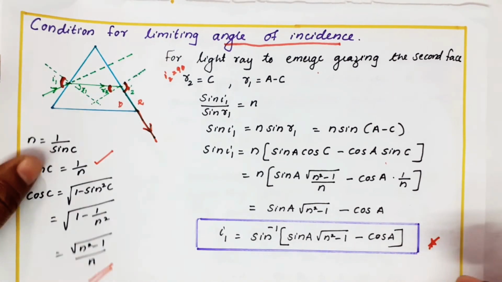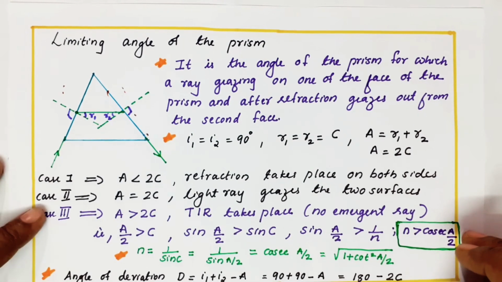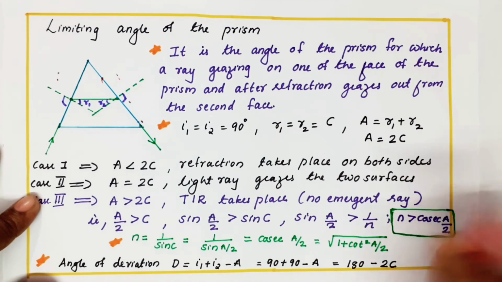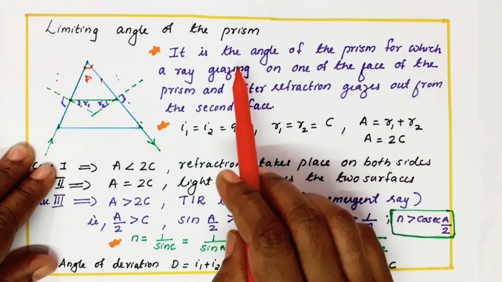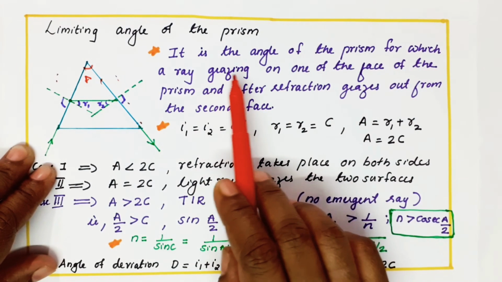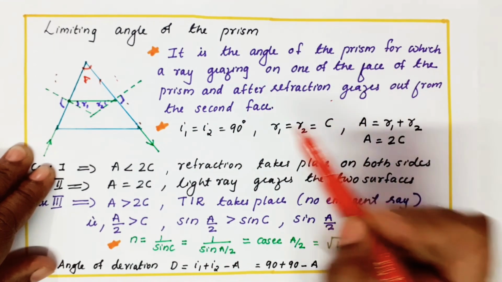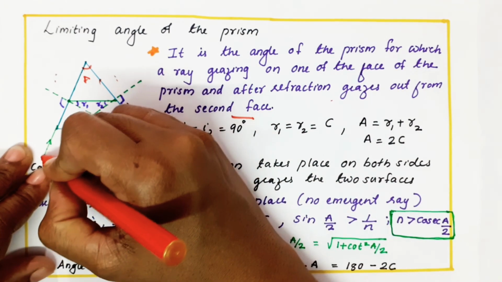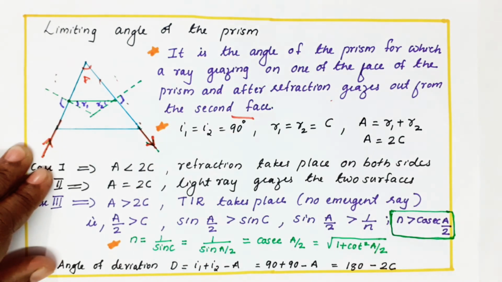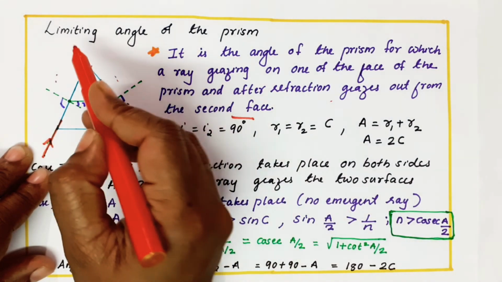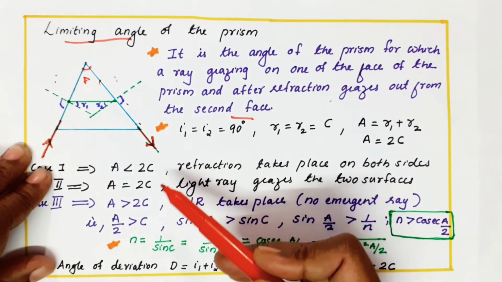Okay, limiting angle. Same way you can find the limiting angle of a prism. It means the A value, the limiting angle, they can ask. So see, this is your A, right? For that, what should be the condition? It is the angle of prism for which a ray grazing on one of the faces of the prism, after refraction, grazes out from the second surface. So it means here also it should graze and while emerging out also it should graze. Understood? Limiting angle of a prism means the incident ray grazes through the surface, and the emergent ray also grazes through the surface.